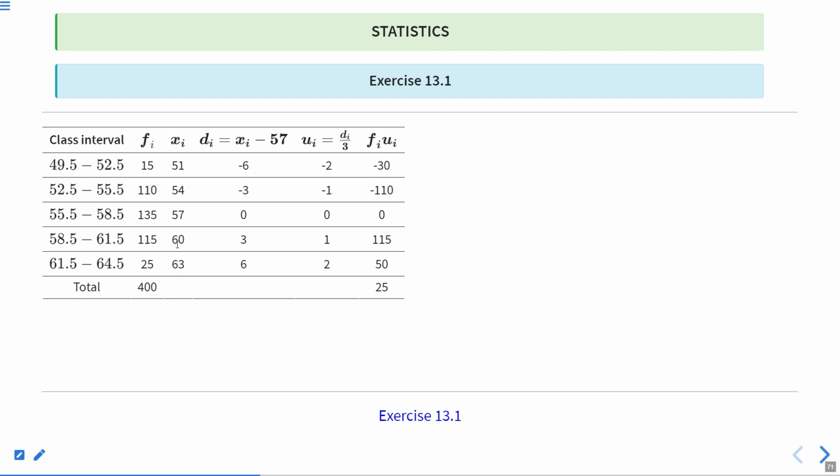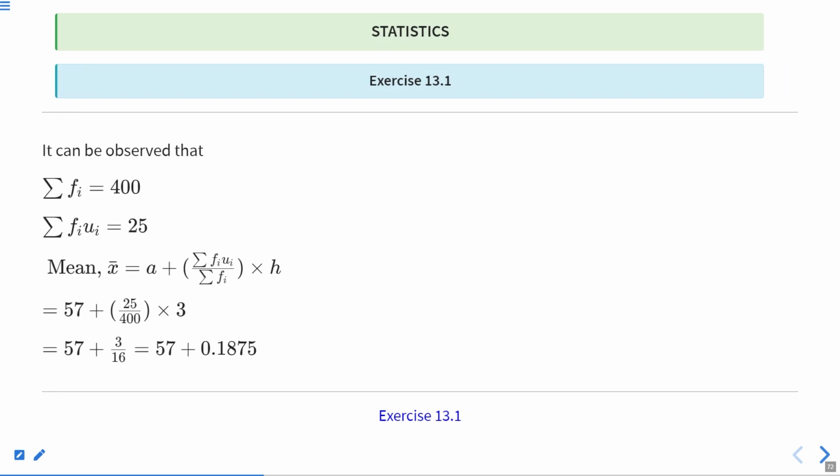And in the next interval, fi is 115, xi is 60, di is 3, ui is 1, and fi ui is 115. In the interval 61.5 to 64.5, fi is 25, xi is 63, di is 6, ui is 2, and fi ui is 50. Now if we take the sums, summation fi is equal to 400, and summation fi ui is equal to 25.